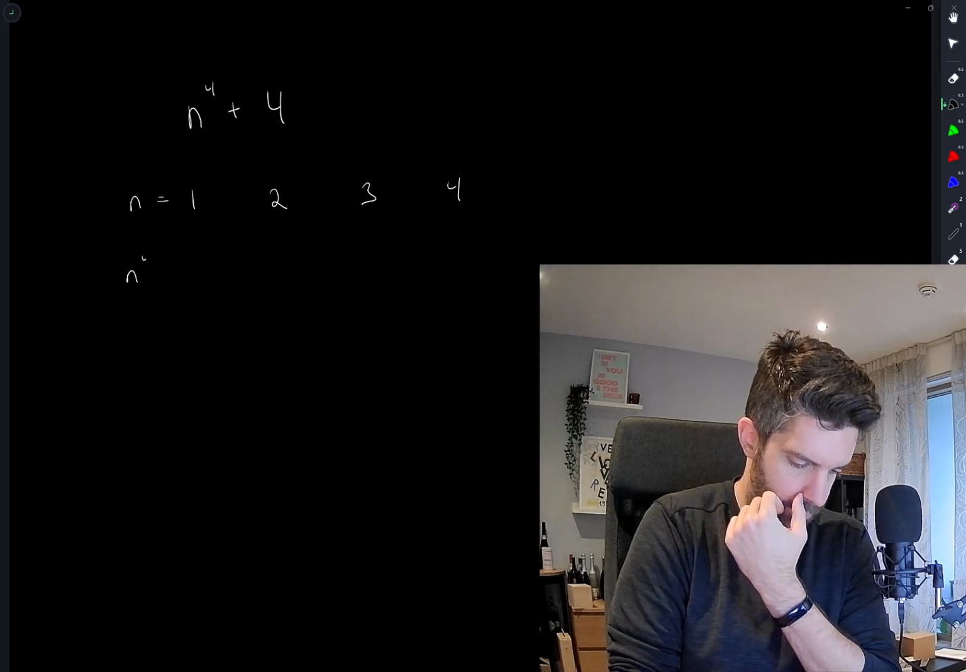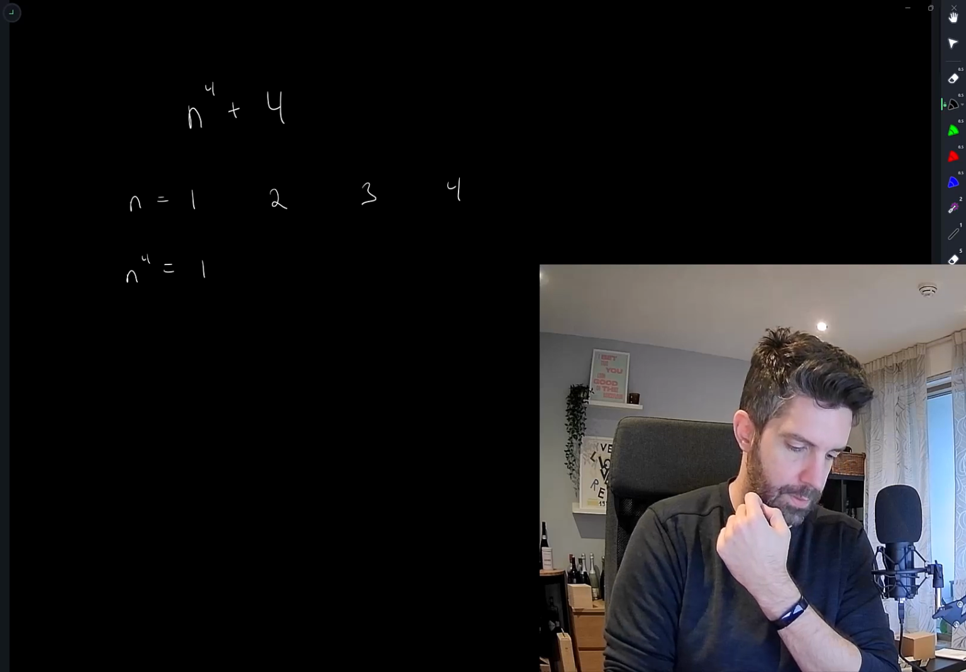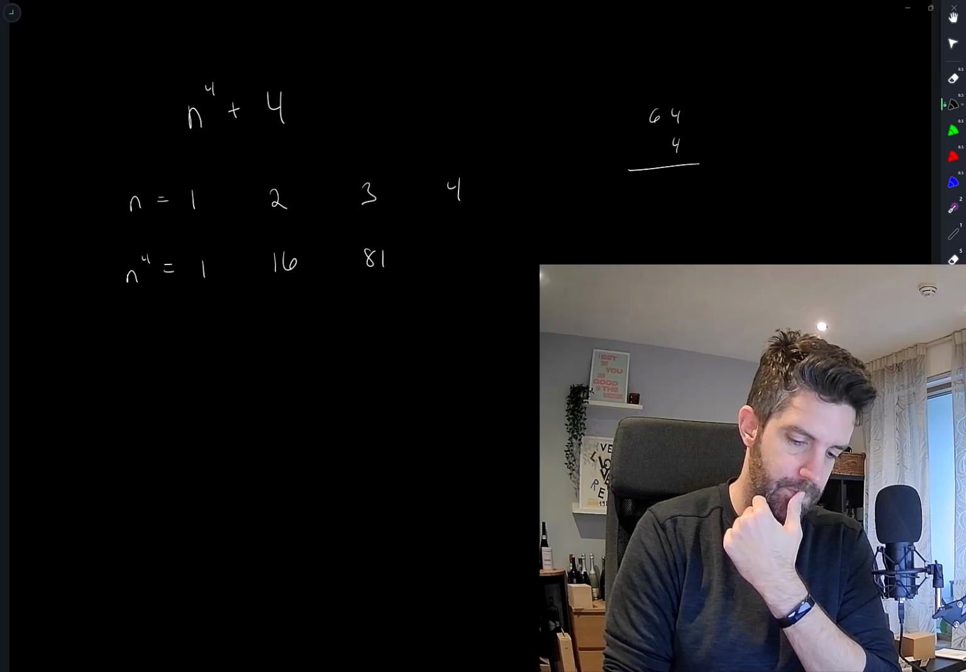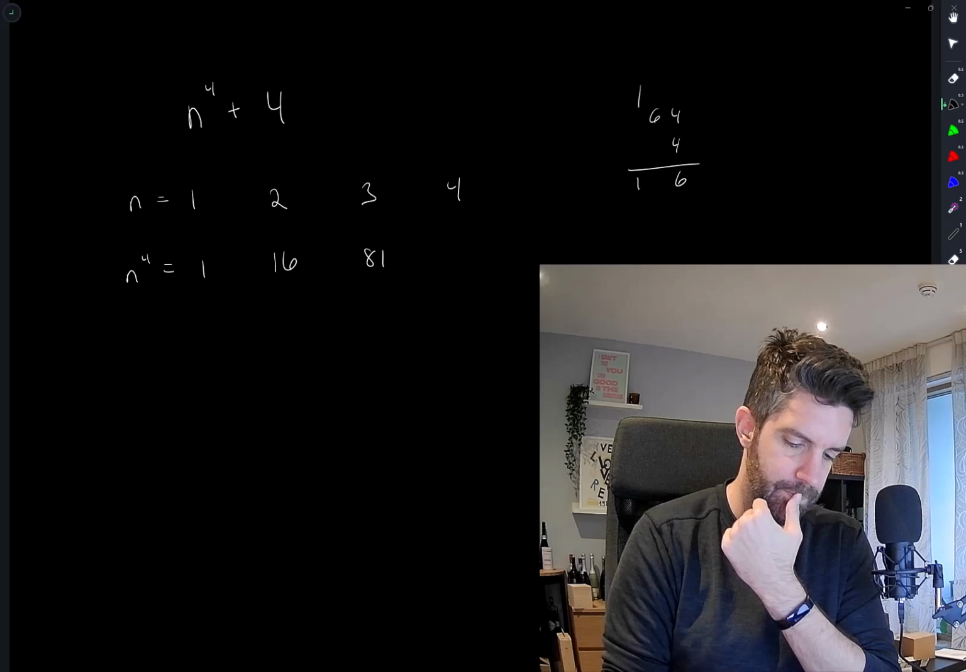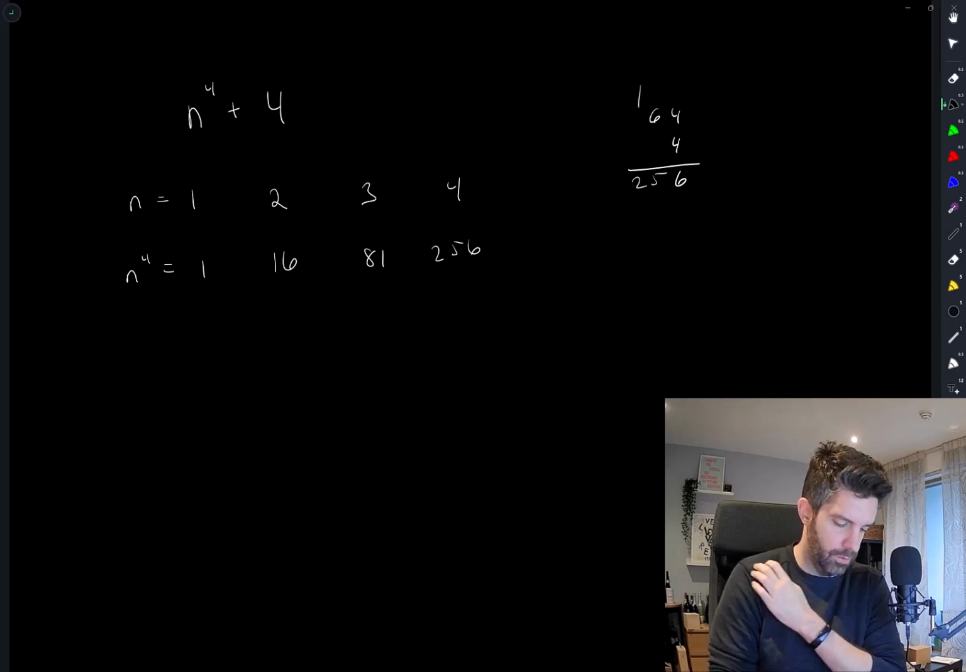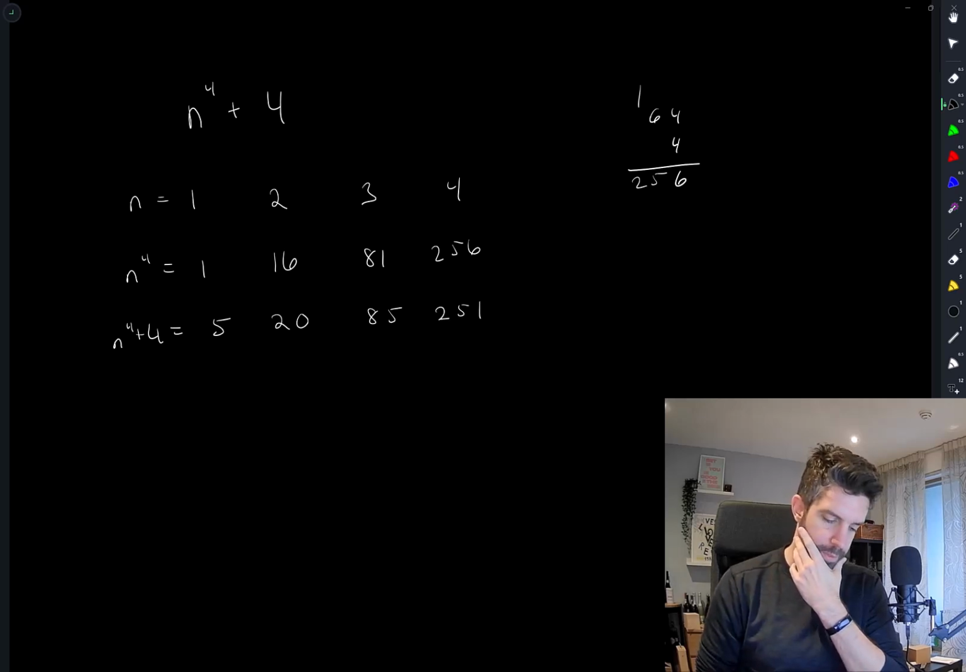So n to the 4 is equal to 1, 16, 3 to the 4 is 81, 4 to the 4, that's not right, 256, I should have known that. So n to the 4 plus 4, we've got 5, 20, 85, 251.